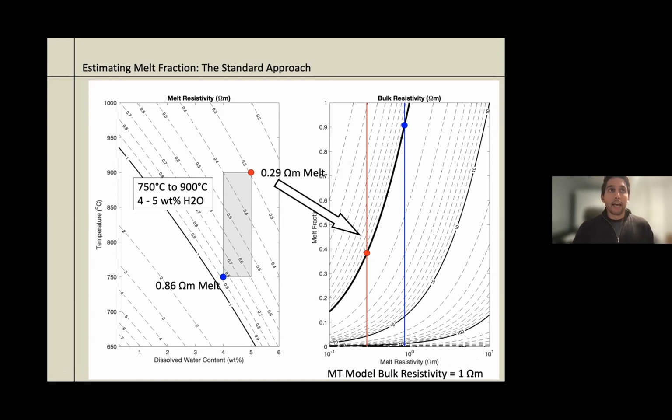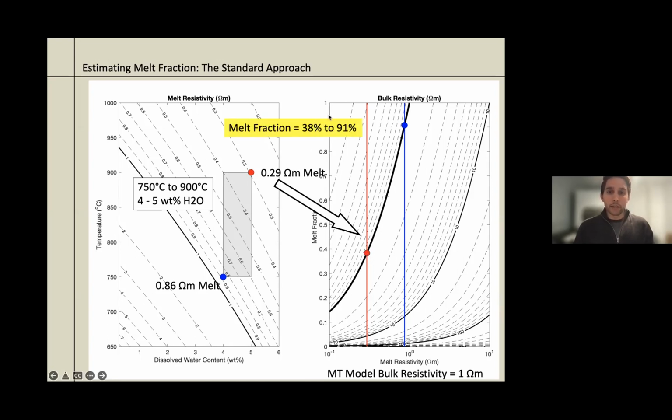And again, I can talk a lot about all the uncertainties related to getting that actual bulk resistivity from the inversion model, and I'll mention that a little bit later on in the talk. But let's just for a moment assume that we know this really well, that it's 1 ohm meter, and you can plot that contour as this dark contour here. And so from this, you can pick off these two melt fractions at the blue dot, which is around 90%, and the red dot, which is around 38%.